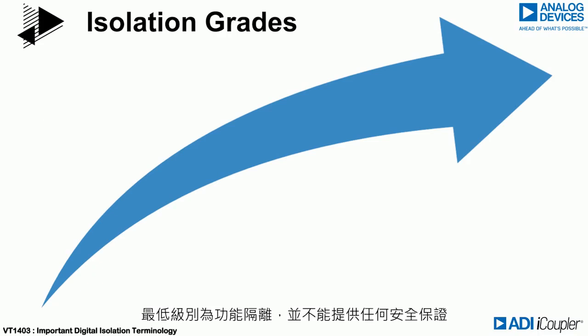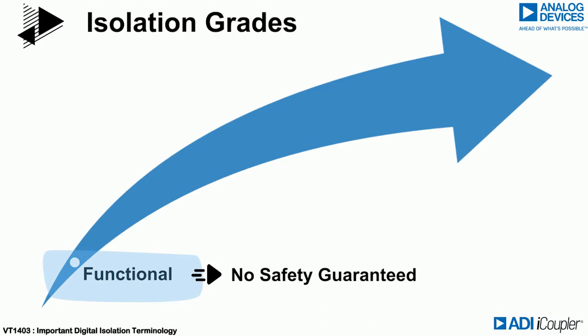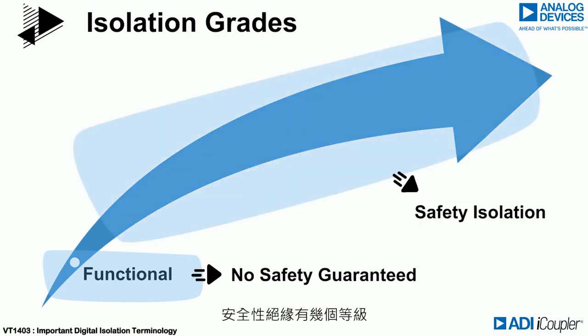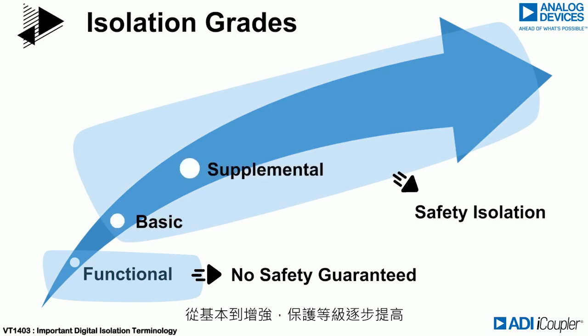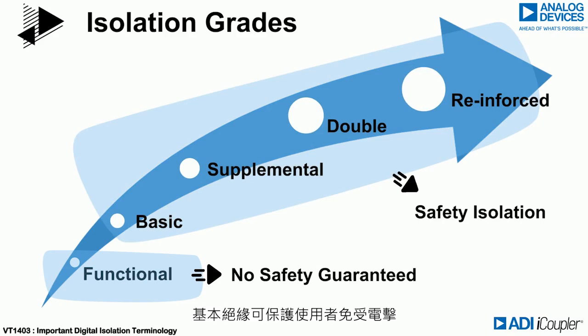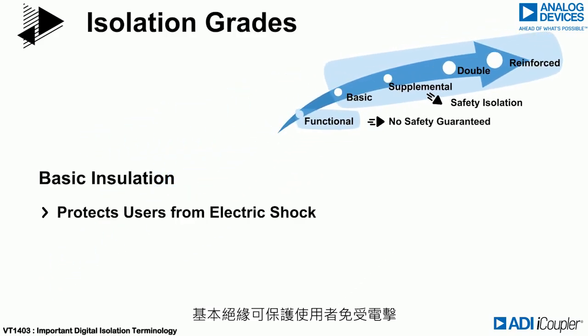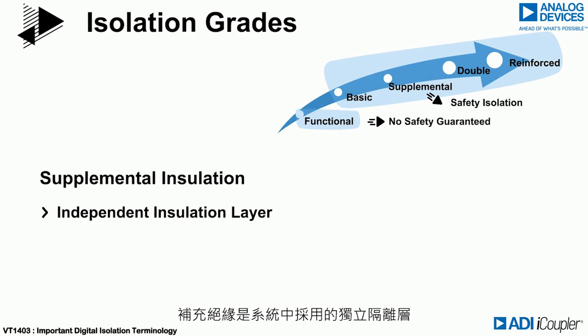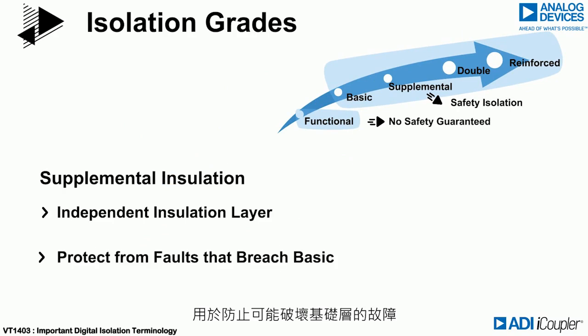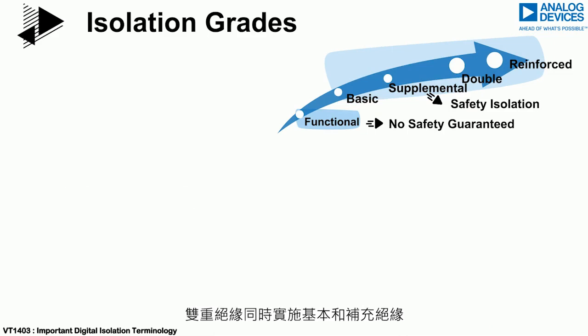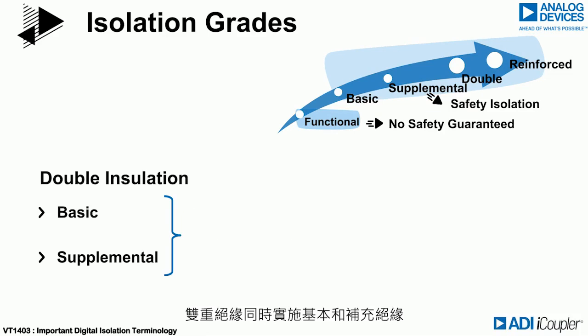The lowest level is functional isolation, which doesn't offer any guarantee of safety. Safety insulation has several grades, offering increasing levels of protection from basic up to reinforced. Basic insulation protects users from electrical shock. Supplemental insulation is an independent insulation layer applied in a system to protect from faults that might breach a basic layer. Double insulation is both basic and supplemental insulation applied together.